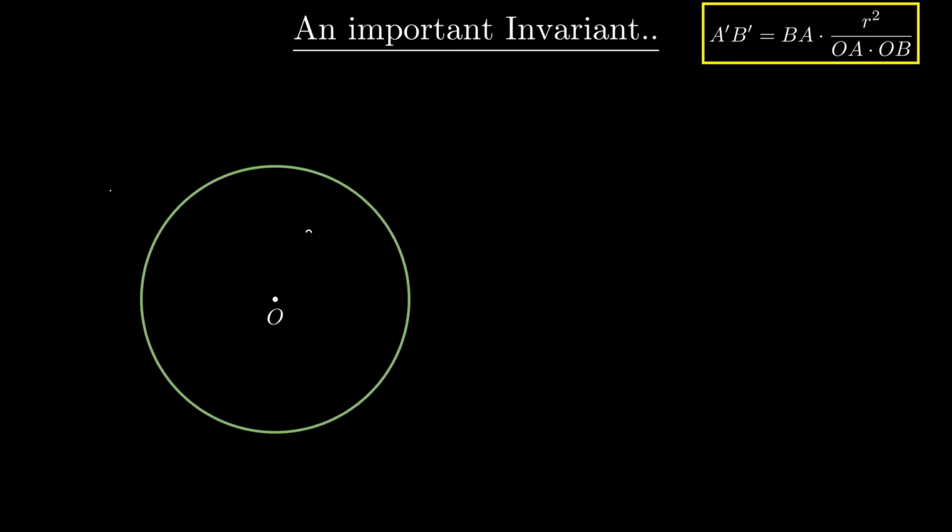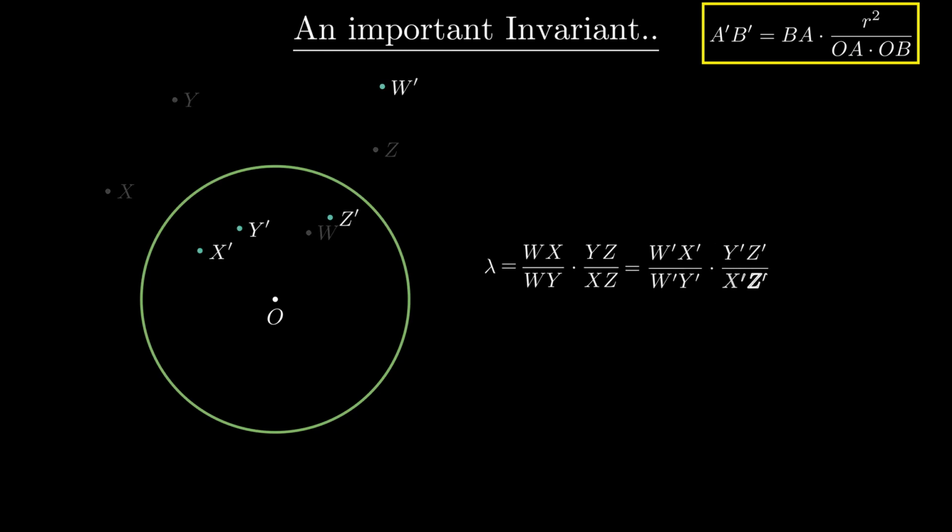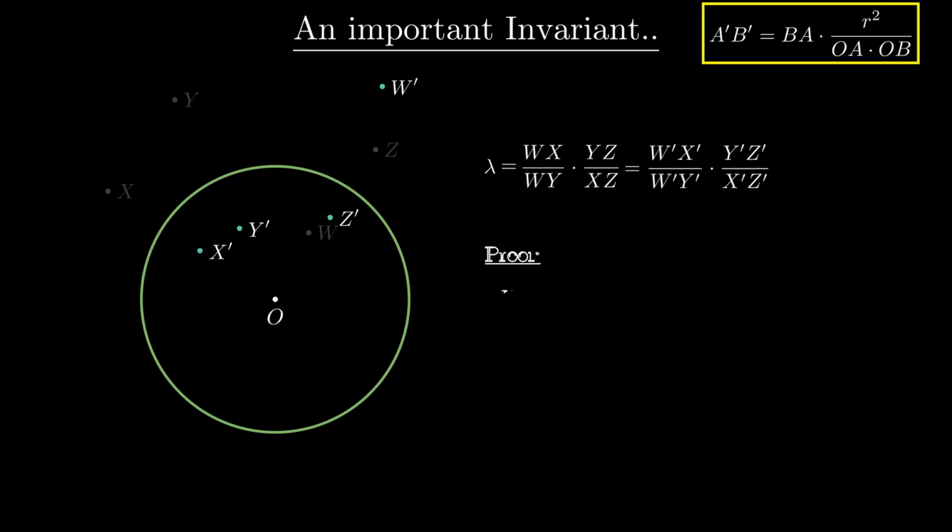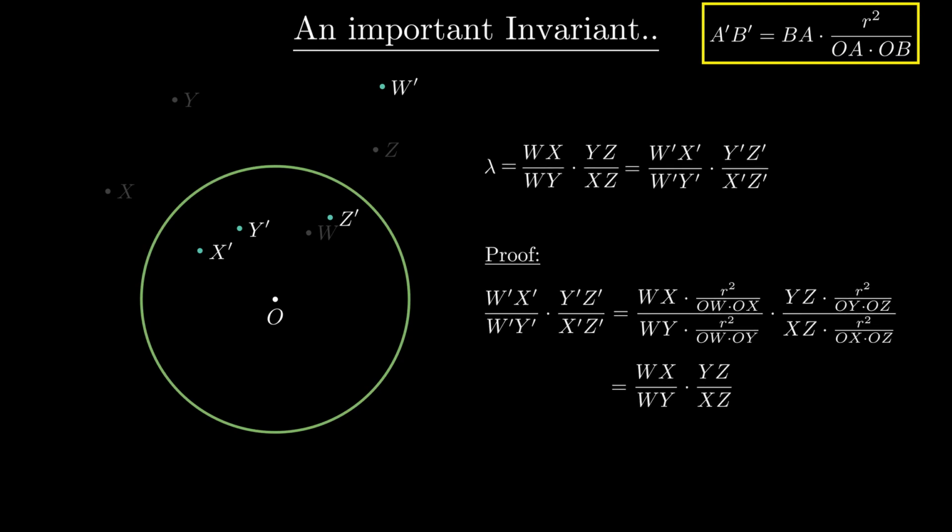One of the key properties that makes inversion such a powerful tool is the idea of cross ratio. Given any 4 points W, X, Y and Z, the cross ratio is defined as the product of the ratios WX by WY and YZ by XZ. This is usually denoted by the Greek letter lambda. We can prove its invariance easily using the expression we had for the distance between 2 points. Just make the usual substitutions and a bunch of cancellations later, the equality becomes apparent.